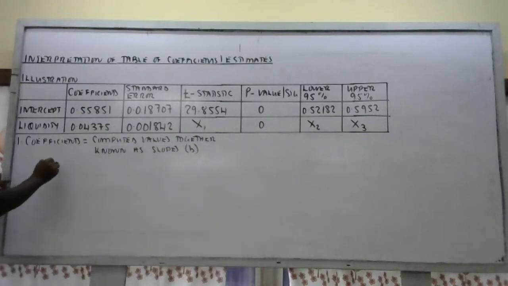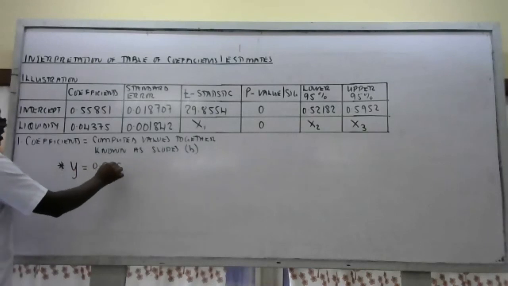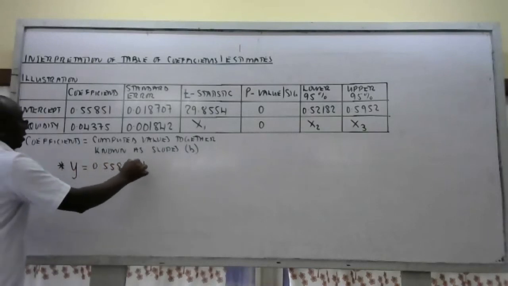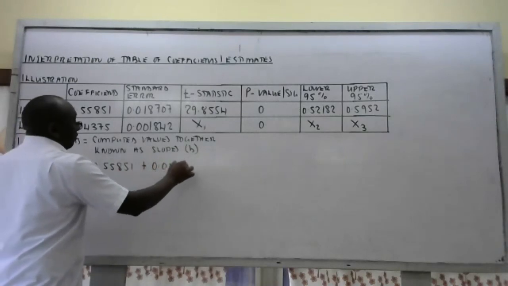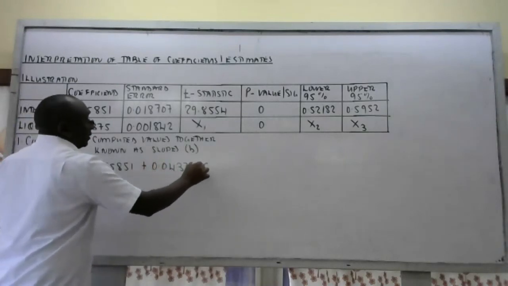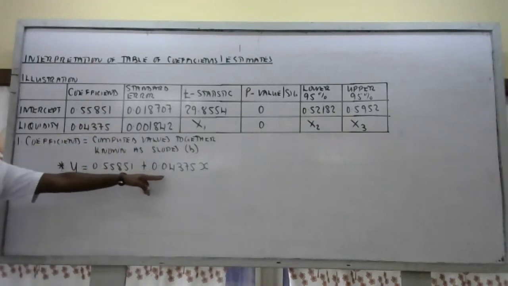So now looking at those values, they give you the equation y is equals to 0.55851 plus 0.04375x. If you are asked to write the equation, these are the values you take. Like the ones we had, the 191 and 125, those are them.